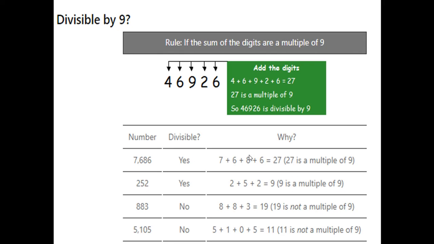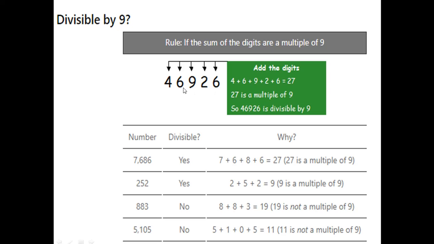Then coming to divisibility by 9. Here also the same rule. You take the sum of the digits, and whatever number you get, that has to be divisible by 9. Then the number which was first given will be divisible by 9.